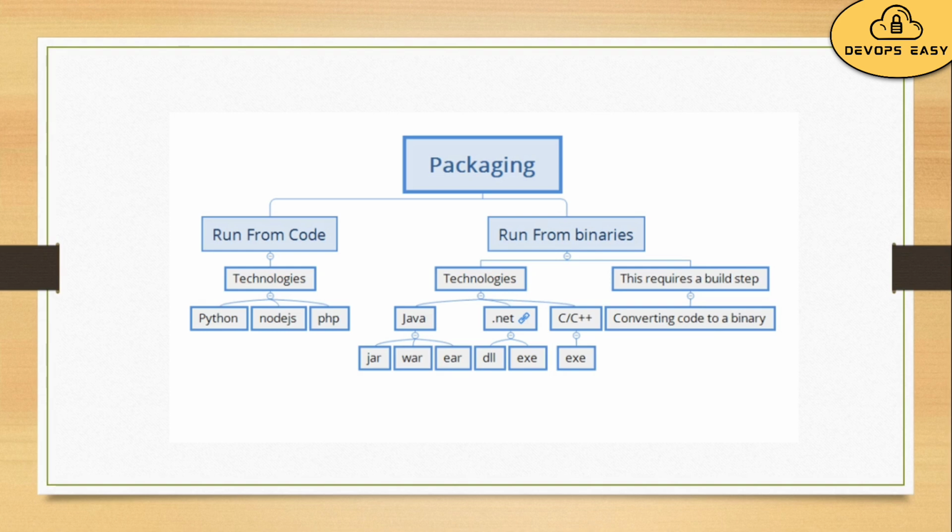I told you, right, we are going to create a jar and war file, a setup file. In order to create a setup file, there will be multiple languages, right? Packaging is nothing but creating a setup file. If it is Python, Node.js, PHP, you can directly run your application from the code. You do not need to compile. If it is for Java, you need to compile that code. Then Java will create a jar or war or EAR file. .NET will create a DLL or exe file. C++ is an exe file.